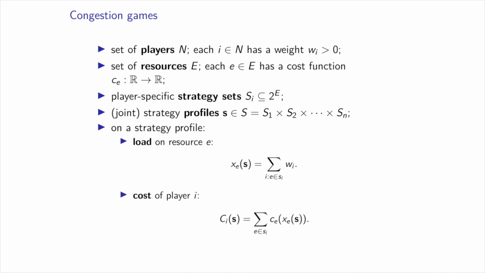On a given strategy profile, we can then define the load on the resource and the cost of a player. The load of the resource is simply the sum of the weights of the players using that resource, whereas the cost of a player is the sum of the costs on the edges that that player is using in his strategy.